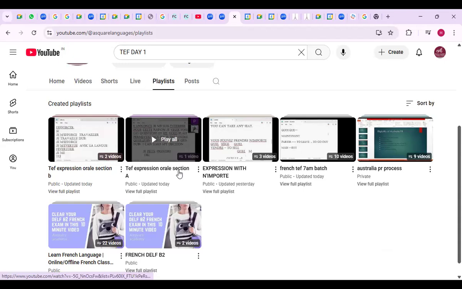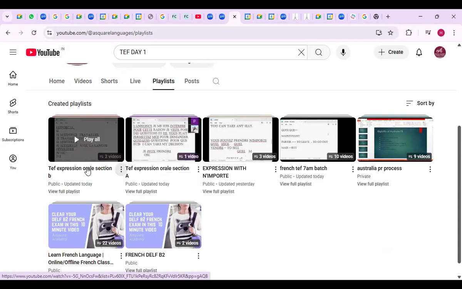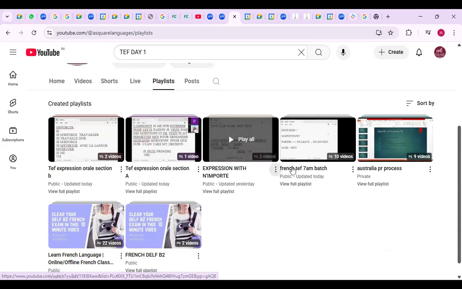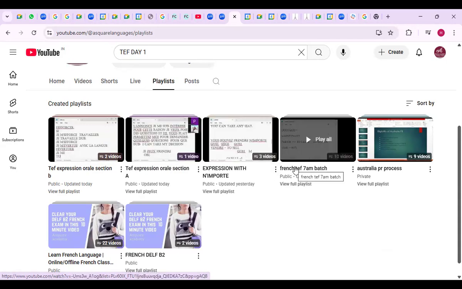Expression Orale Section A playlist. So there is a symmetry, basically day one, day two, how to practice with this journey of TEF Expression Orale Section A. Then TEF Expression Orale Section B. My team, you need to watch how people practice. You need to go to that playlist and practice. Clear? If you really want to start with the very basics.